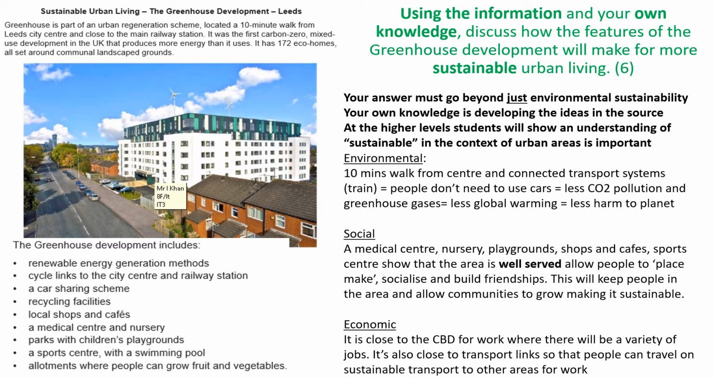Now there's other things that I could have talked about. I could have talked about the fact that development is carbon zero, meaning that it doesn't create any kinds of carbon dioxide. I could have said that it produces more energy than it uses. That would have been another great point to make in terms of environmental. I could have said that people are encouraged to grow their own fruit and vegetables on their own allotments, meaning that they're growing organic food and they're not having to travel to buy it from supermarkets as well. But remember, it's 6 marks. So we're looking for a good developed point for each section. So keep your work clear and don't try and overcomplicate things.